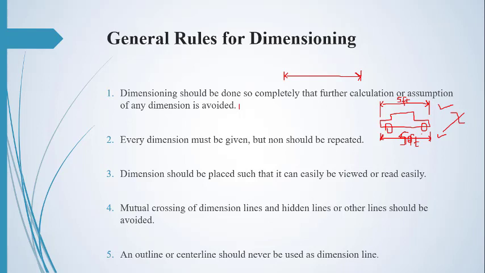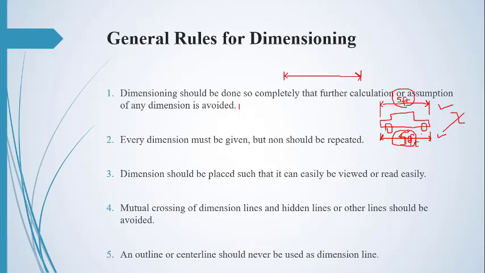The third statement: dimensions should be placed such that they can be viewed or read easily. Like here I haven't kept the dimension clear, but in the upper case I have kept the dimension a little bit clearer. So the dimension should be given clearly so that it can be easily read.